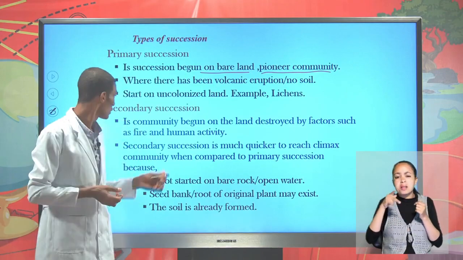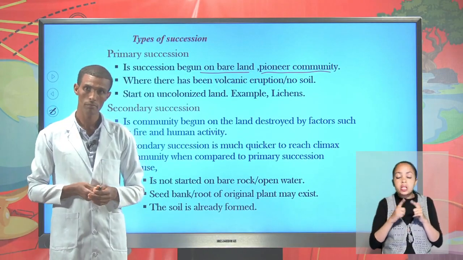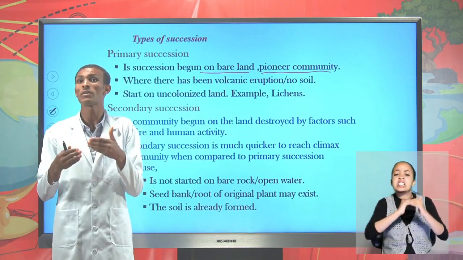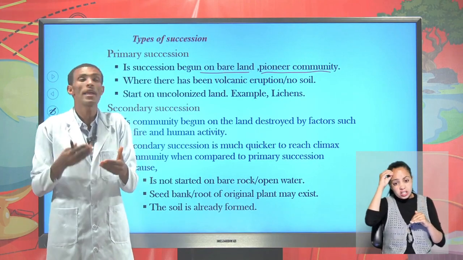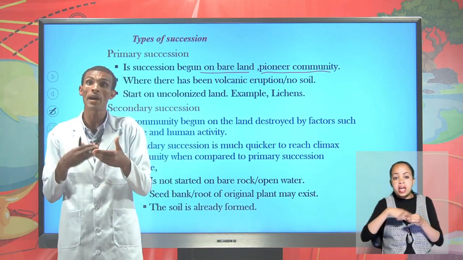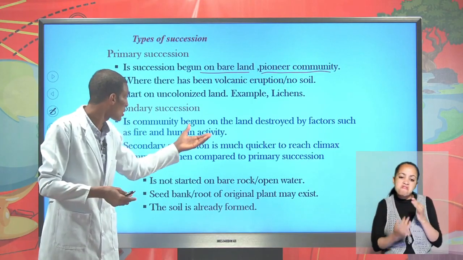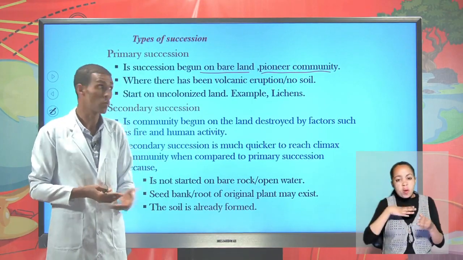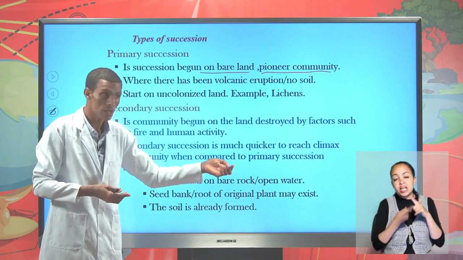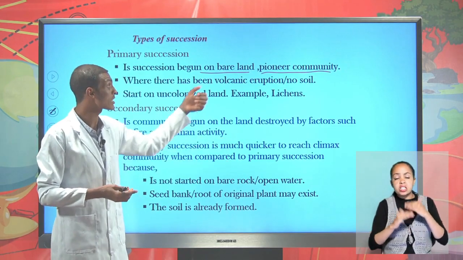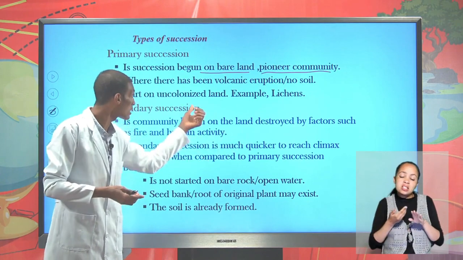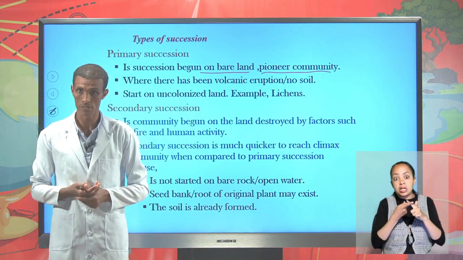The second one is secondary succession. It is a succession that originates when an area is destroyed by other factors, like fire or human activity. We call this secondary succession. There was a succession before, and when that succession is destroyed, secondary succession is encountered.